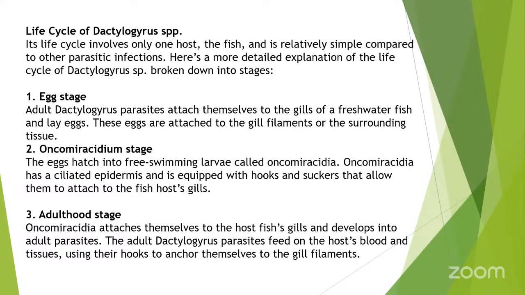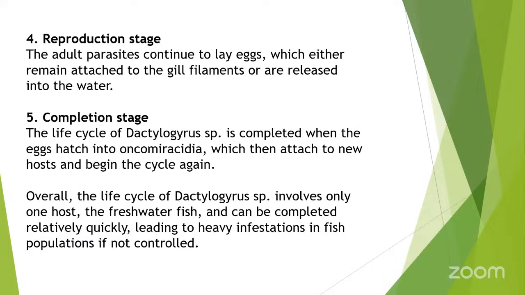Then the next is Oncomiracidium stage. The eggs hatch into free-swimming larvae called Oncomiracidia. This Oncomiracidia has a ciliated epidermis and is equipped with hooks and suckers that allow them to attach to the fish host's gills. Next is adulthood stage. This Oncomiracidia attaches themselves to the host fish's gills and develops into adult parasites. The adult Dactylogyrus parasites feed on the host's blood and tissues using their hooks to anchor themselves to the gill filaments.